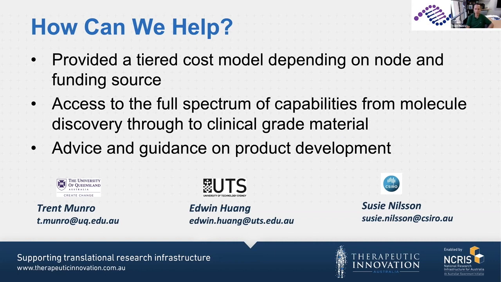In terms of how we support, depending on the work and how it's funded and which facility, as Stuart mentioned, that's all a little bit different. But generally, because of the support we get from NCRIS, we're able to provide really supported research, and that's the goal. It is not so much what it's going to cost, but how we can enable the research that you have and how we can enable you to translate that research. You get access to the full spectrum of capabilities from molecule discovery through to clinical grade material, which is rare, and also that advice and guidance on product development, which is so important.